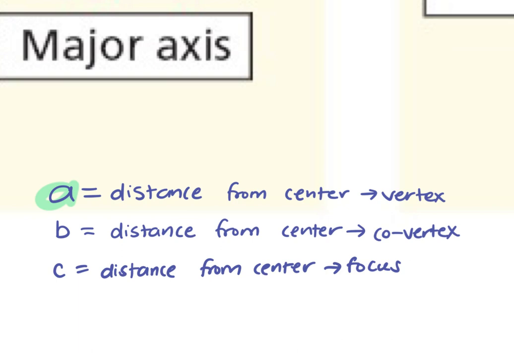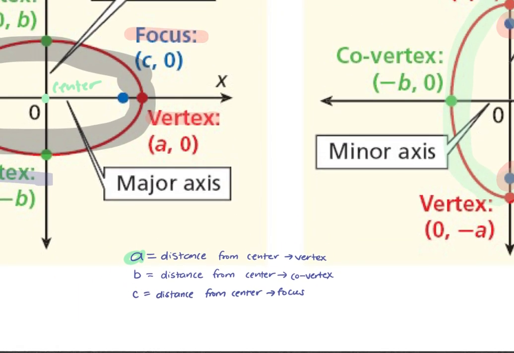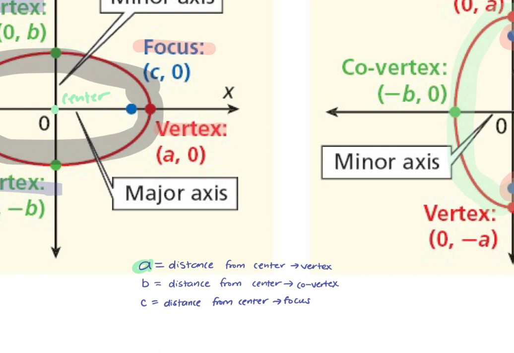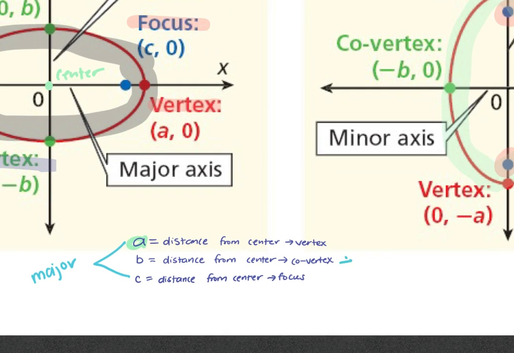You will always be given enough information to determine two of these three, and then you're going to see in a minute there is a relationship between these three, so you can find the third one. So A to vertex, B to co-vertex, C to focus. A and C will be on the major axis. So if it's vertical, we go up and down those two, and B is on the minor axis. So if it's vertical, we go up and down the A, right and left the B. If it's horizontal, we go right and left the A and the C, and we go up and down the B.